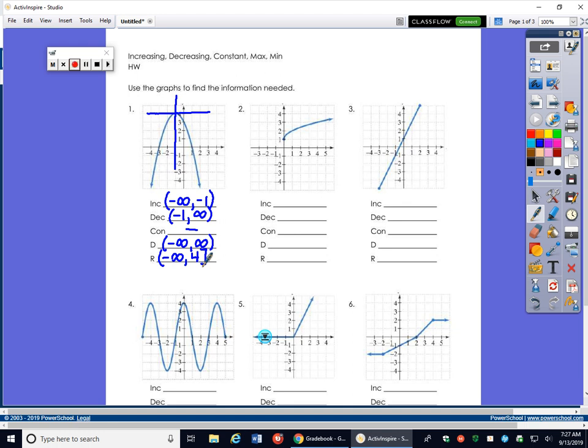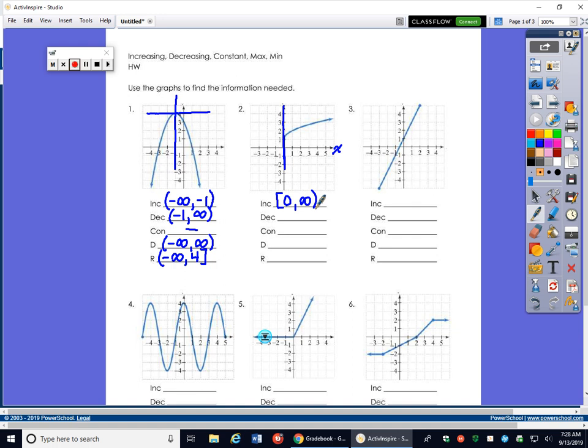Number 2, increasing. It's increasing basically for the whole function. So this is going to be from, this is one crazy time where you're going to use a bracket, from 0, remember you're using the x-axis number. So it's this number right here off of the x-axis that you're using, and it's going all the way to infinity with parentheses. We use a bracket on this one because that is the start of the graph, so it is definitely an included point. It's not at a change of direction.